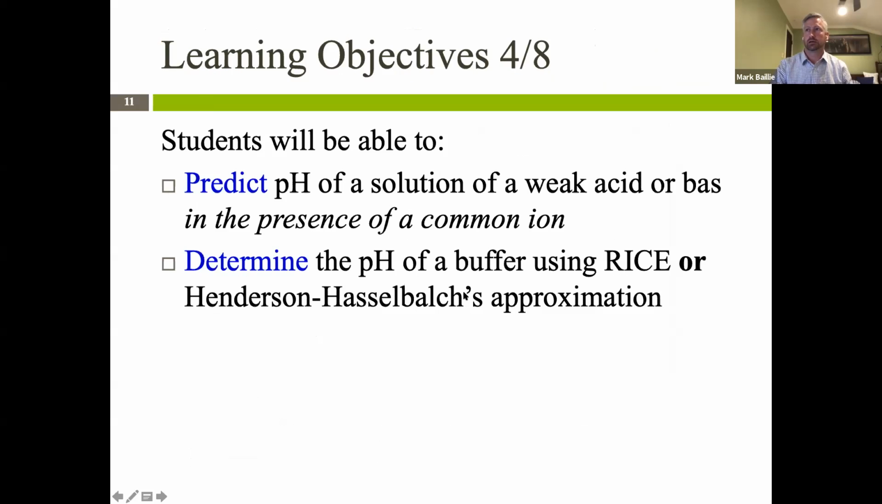And the big takeaway is I want to make sure that you're able to predict the pH of a solution, talking about a conjugate acid base pair, and then to be able to figure out how to solve for the pH of a buffer using the Henderson-Hasselbalch equation and knowing kind of how it works.